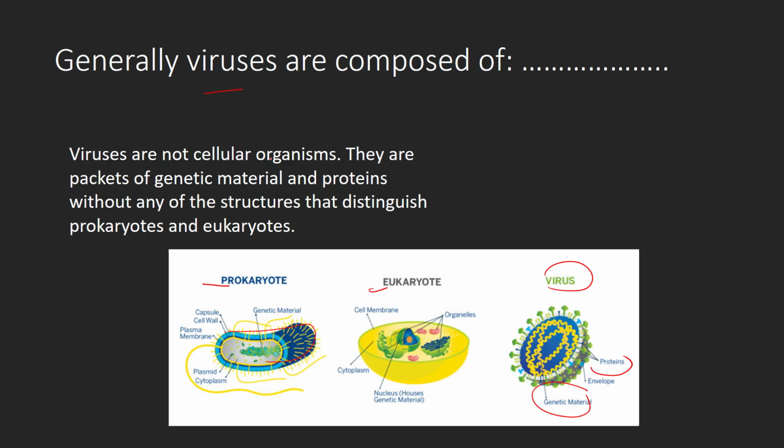The same thing is being said here: viruses are not cellular organisms like prokaryotes and eukaryotes. They are packets of genetic material and protein, without any structure that distinguishes prokaryotes and eukaryotes. So unlike prokaryotes and eukaryotes, there is no cell structure. That's why this is not a cellular organism, and it has only protein and genetic material.